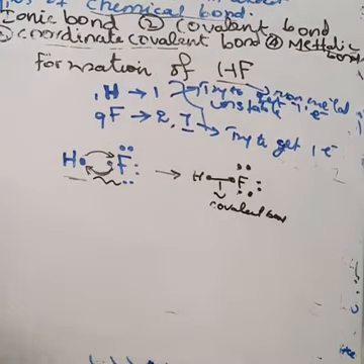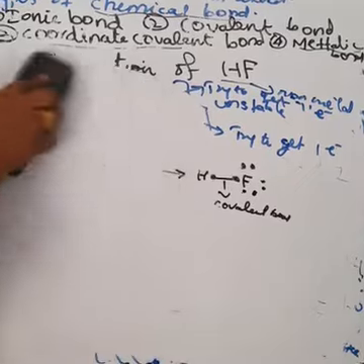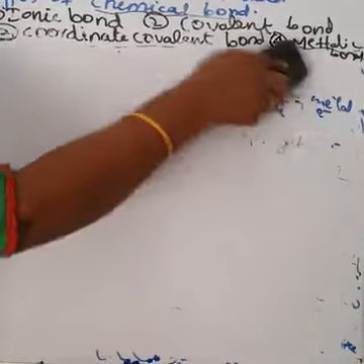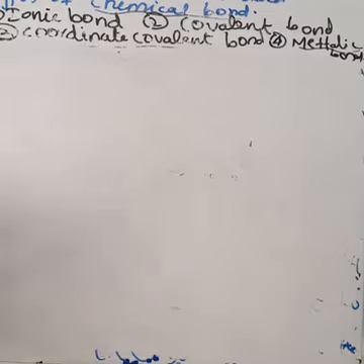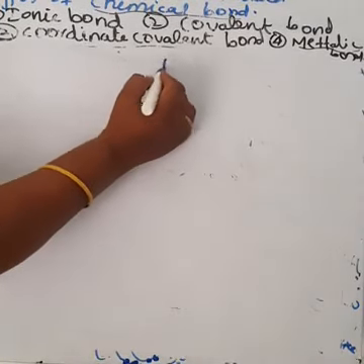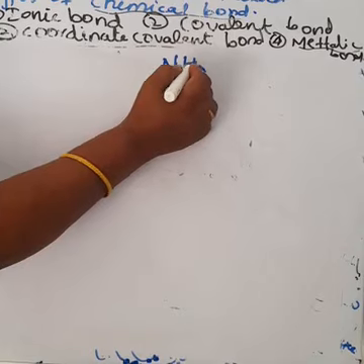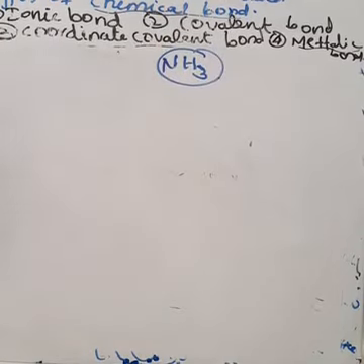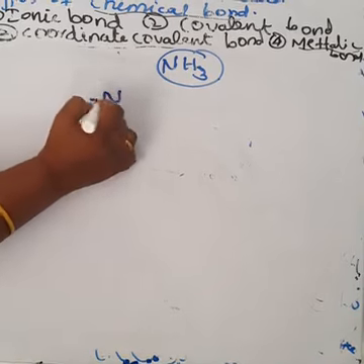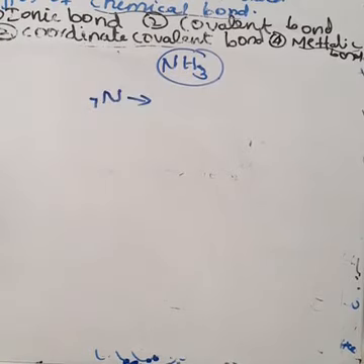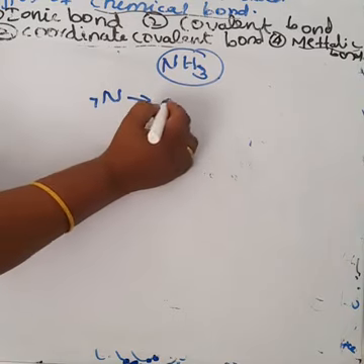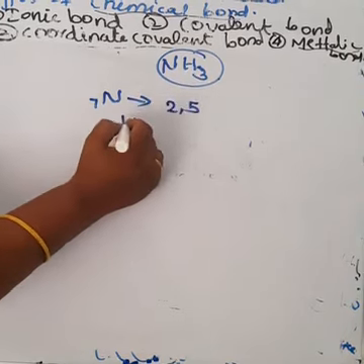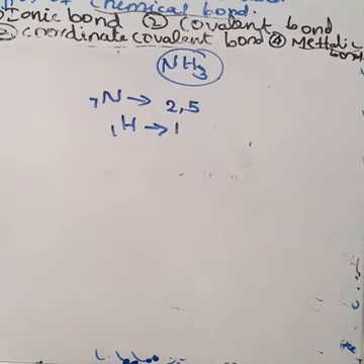See, the covalent bond formation of ammonia. Ammonia, what is the formula? NH3. One nitrogen atom combines with 3 hydrogen atoms. What's the atomic number of nitrogen? 7. So how are the electrons filled in the orbits? First orbit 2 electrons, second orbit 5 electrons. Hydrogen atom, atomic number 1, only 1 electron here.